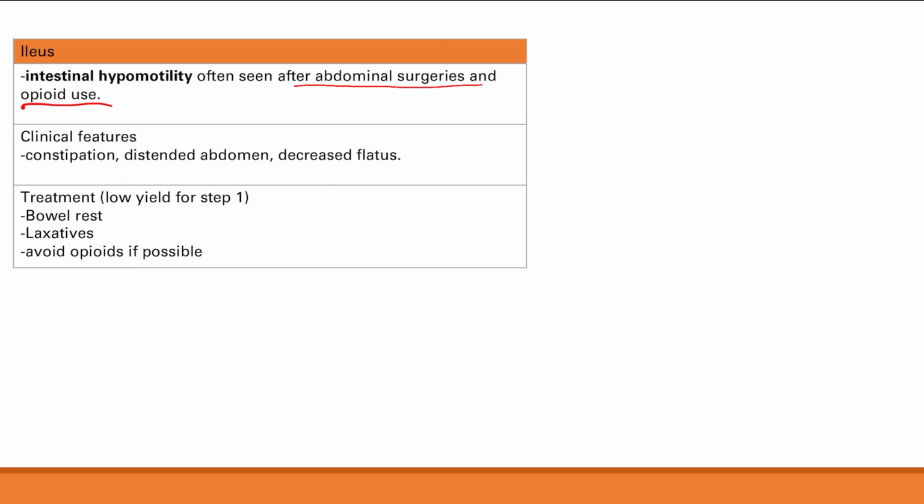for the intestinal ischemia, as well as some other miscellaneous intestinal pathologies.